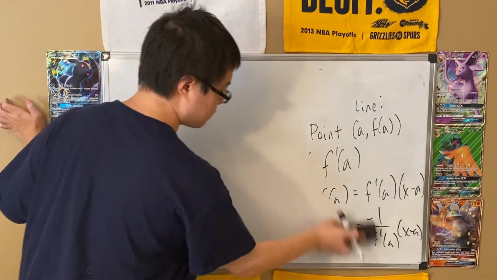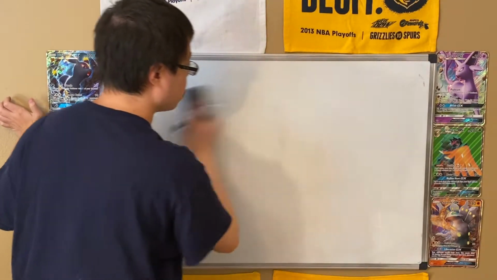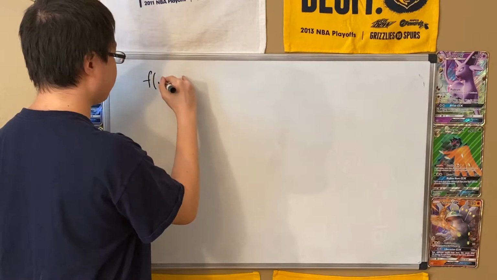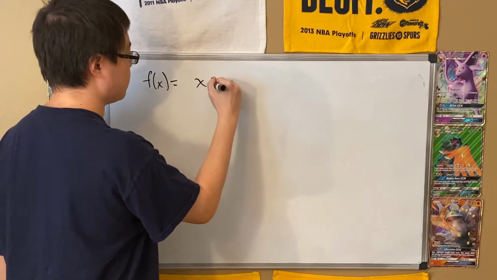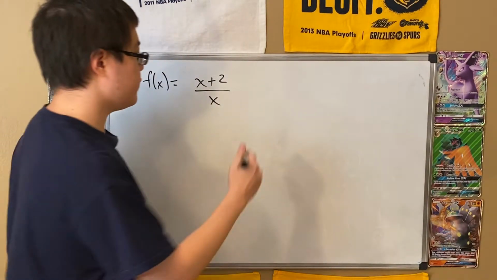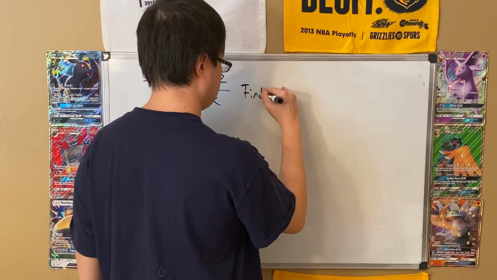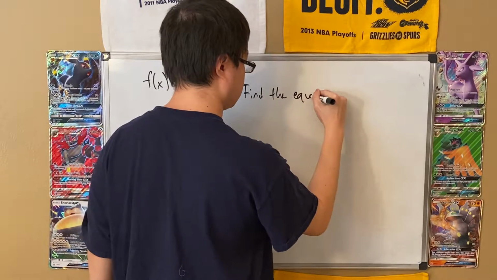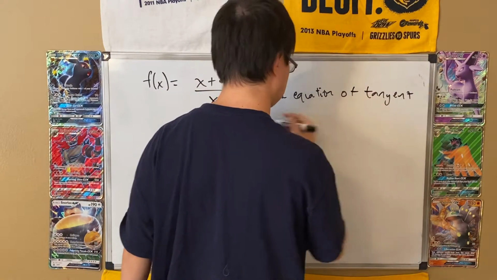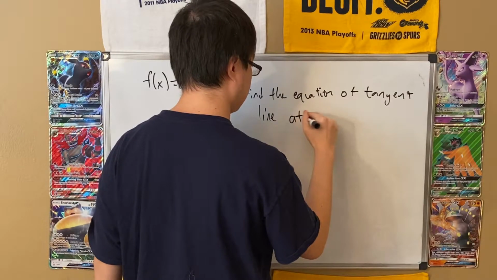So I'm going to erase this real quick. So the first question I'm going to have is, let's say we have f of x is equal to x plus 2 over x, and we are trying to find the equation of the tangent line. So find the equation of the tangent line. Let's write out all these words. At x is equal to 3.